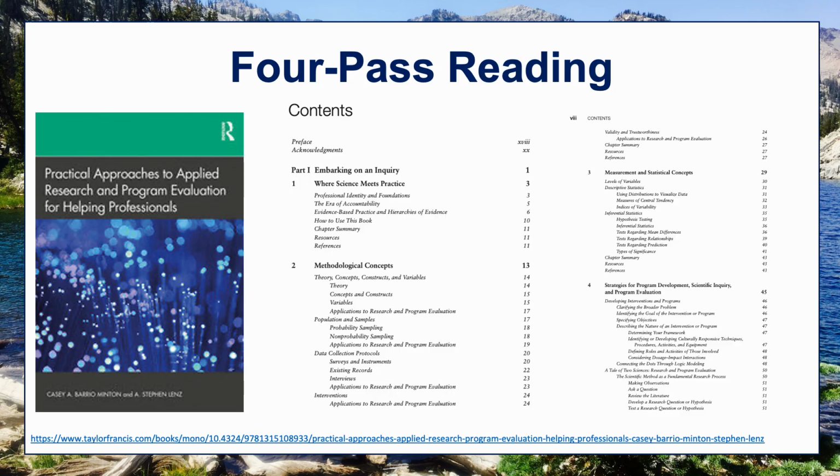Greetings. So that's our 4-pass reading, and I'm going to just apply it here to a chapter in one of the texts that I used for another class. This is called Practical Approaches to Applied Research and Program Evaluation. So I'm showing you the table of contents here. We're seeing chapter 1, and I'll just add this textbook. It's really kind of a research design and program evaluation textbook that I would use in a basic research class for clinical mental health counselors or master's students.